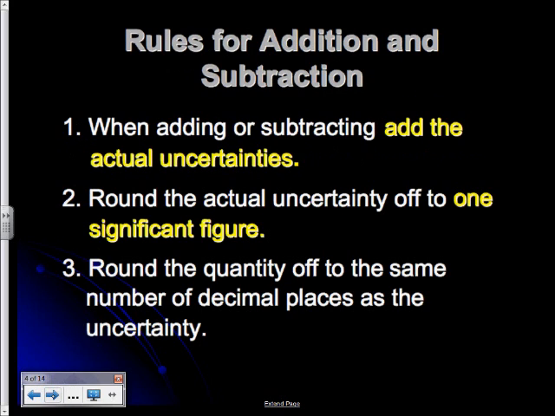Okay, so rules for addition and subtraction. The simple rule, and I want you to write these rules out then, is that when you're adding or subtracting, you always add the actual uncertainty. So even if you're subtracting, you still add the uncertainties. Once you've figured out the uncertainty, then you should always round the uncertainty off to one significant figure. And then finally, you round off the quantity itself to the same number of decimal places as the uncertainty. So write out those rules, and then let's have a look at some examples here.